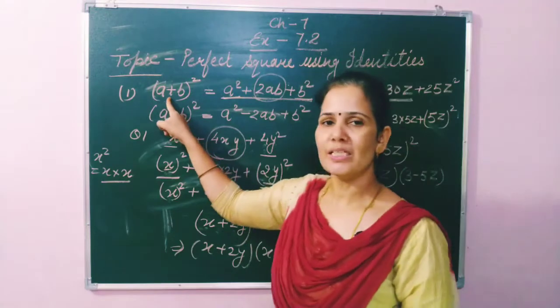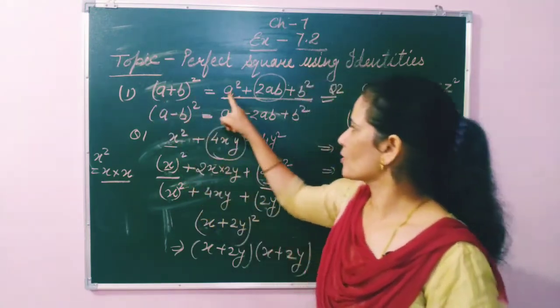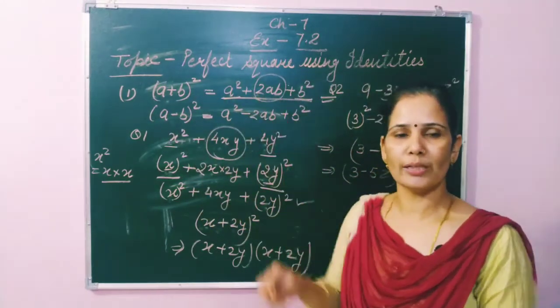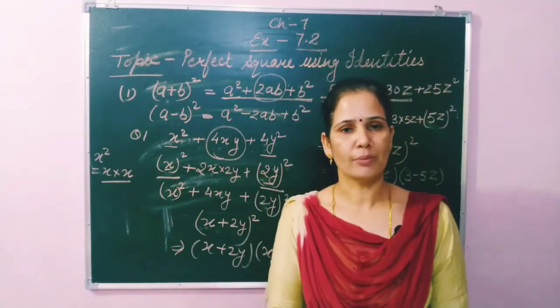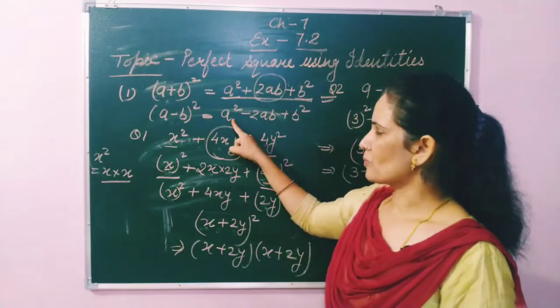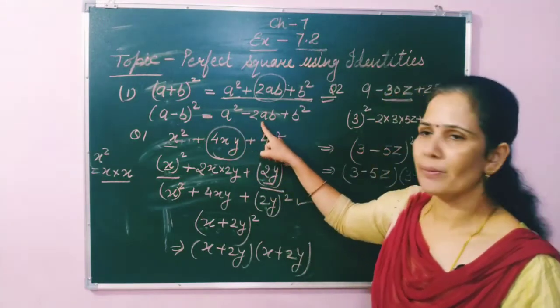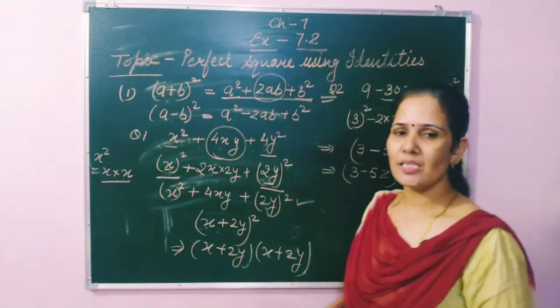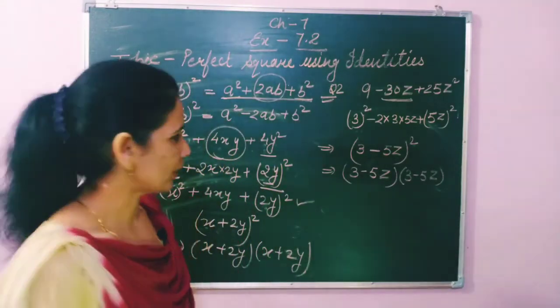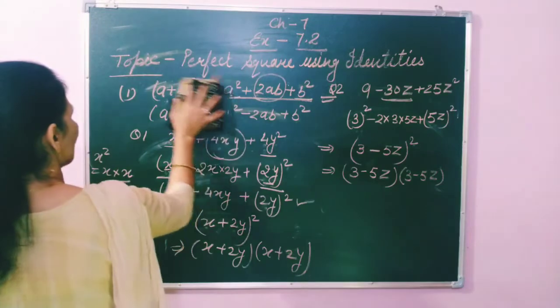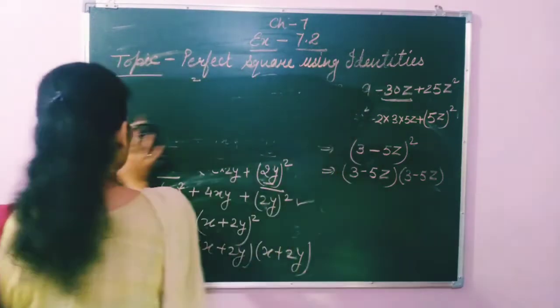The first one is (a plus b) whole square, whose expanded value is a square plus 2ab plus b square. And the second identity is (a minus b) whole square, and if we expand this one, a square minus 2ab plus b square. Let's take some more examples on the behalf of this identity which make our topic more clear. So I am going to take some more questions from the same exercise.